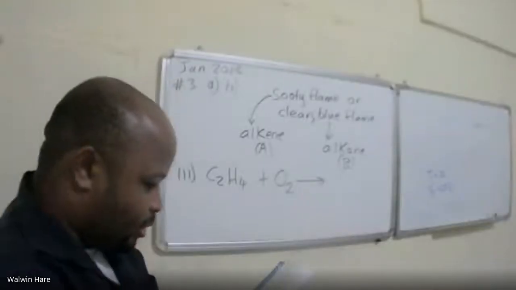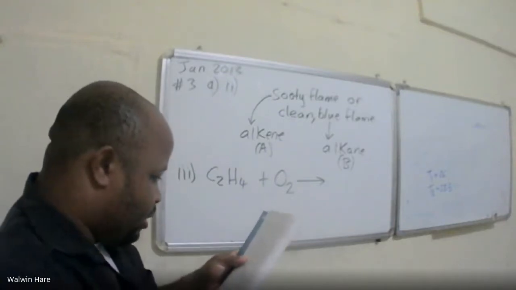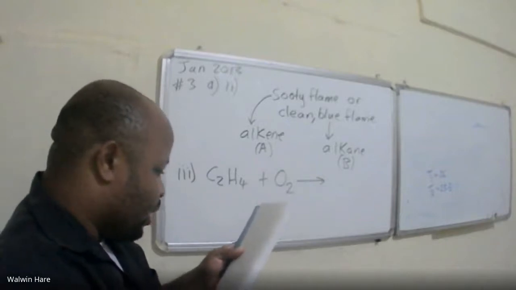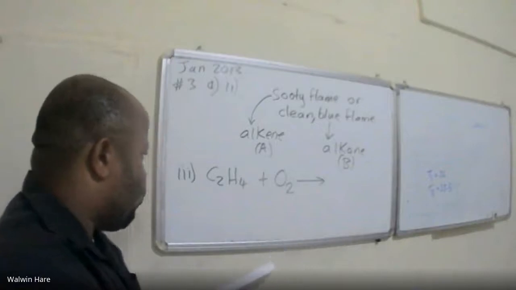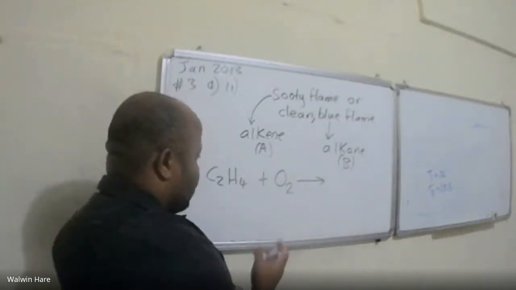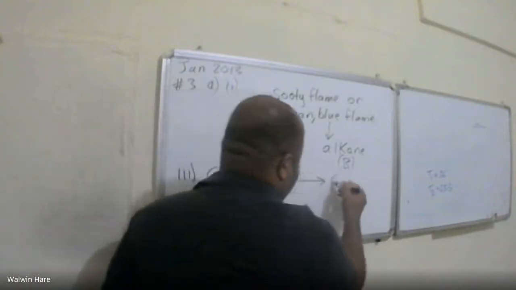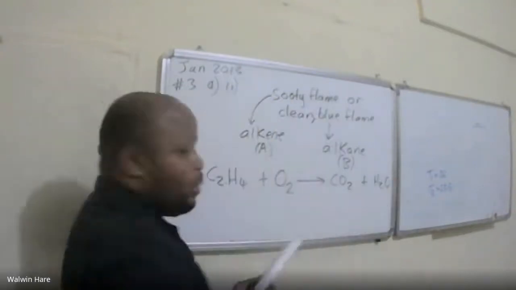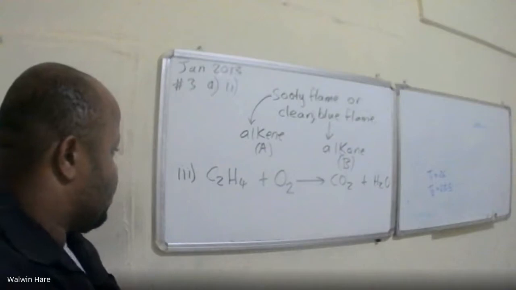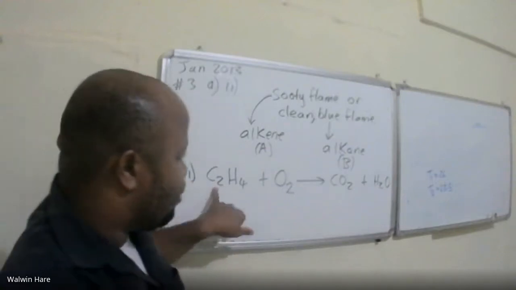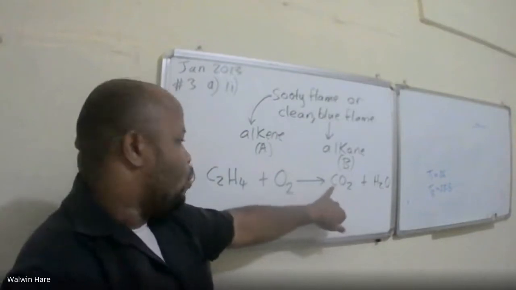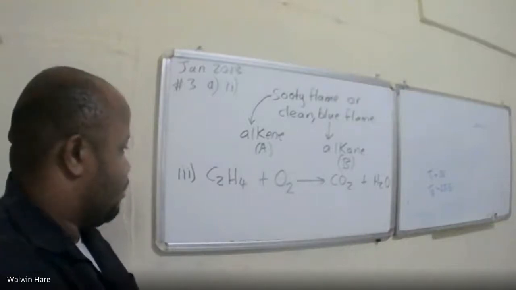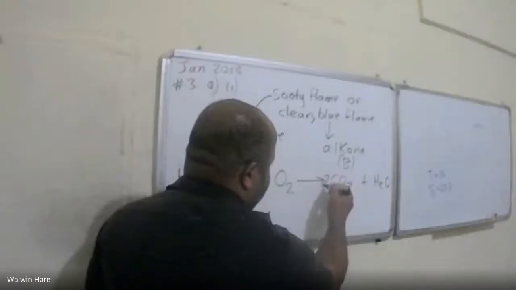Right. And in this one, it did not indicate if it was excess or not, so it just says write a chemical equation for this reaction. So we're going to do complete combustion. So ethene plus oxygen to give carbon dioxide and water. And we also have to balance our equation. So we have 2 carbons here and 1 carbon here. So what number should I put in front of the carbon dioxide? 2. Right.